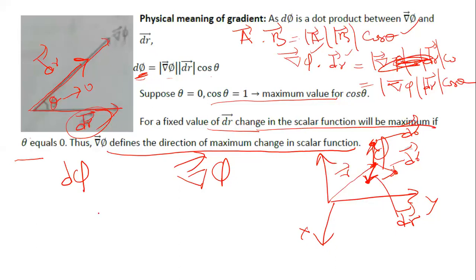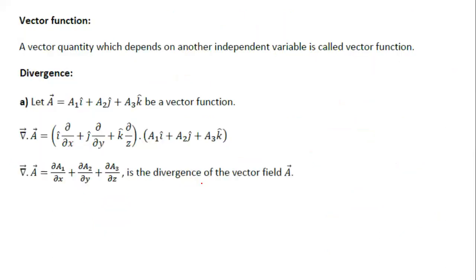So think about it. This del operator, as we talked about, is simply a mathematical vector operator which operates on a scalar quantity. Del operator, as it is, does not have any physical meaning, but when it operates on a scalar function like phi, it defines the direction in space along which we can have maximum changes in phi.